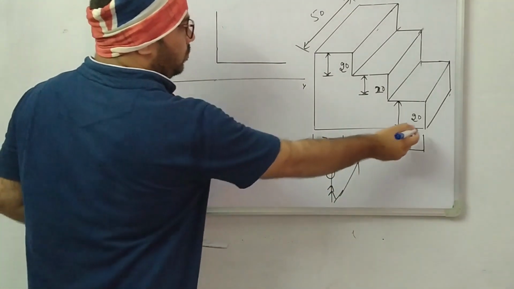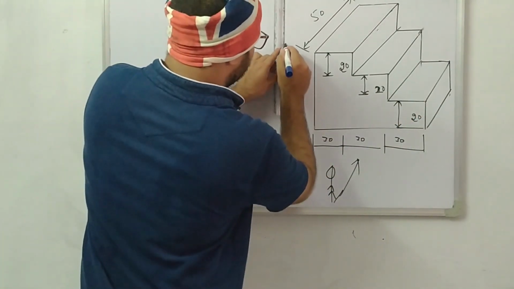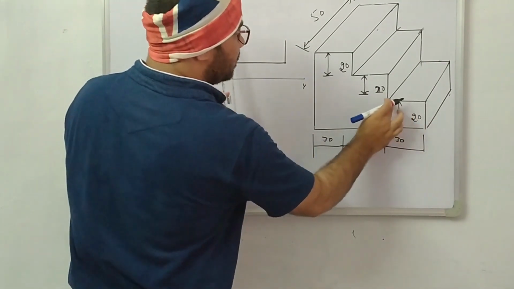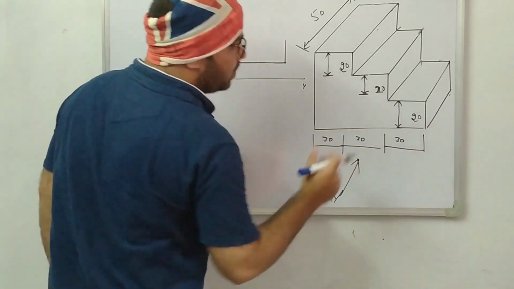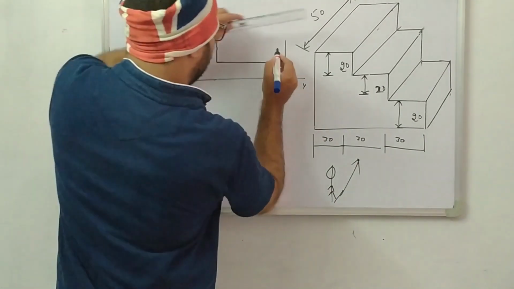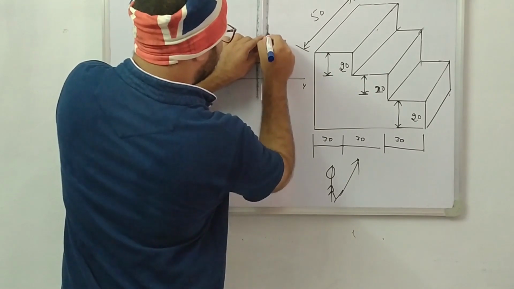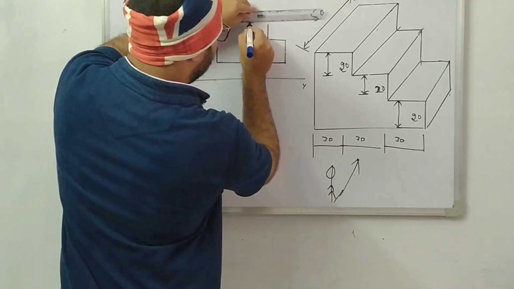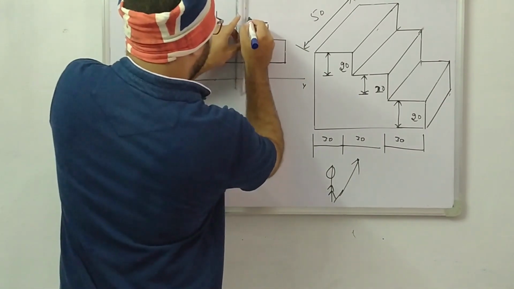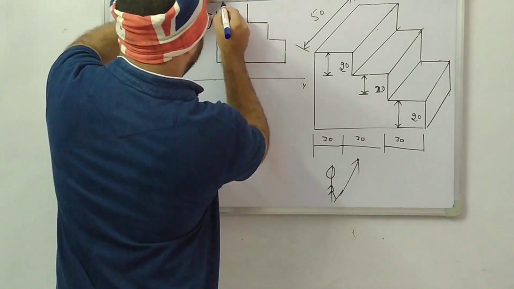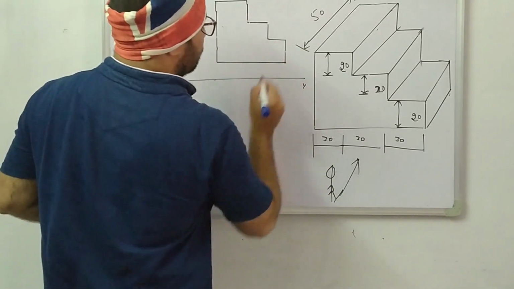And now create the steps. How much is each step? 20. And what is this distance? The distance is mentioned here. How much? It is 30. Each one is 30, so draw 30 mm. Again maintain 20 height and draw 30 distance. Again maintain 20 height and draw 30 distance.